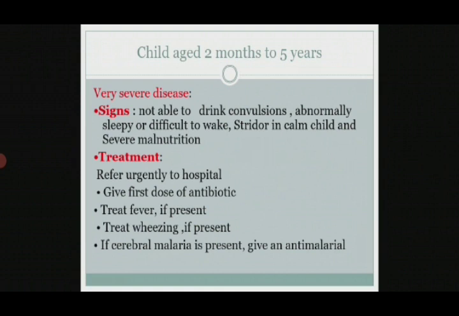What is the treatment? Child should be given first dose of antibiotic and some antipyretics for fever. If child is having some cerebral malaria, anti-malaria drugs are given. Child is referred to higher center urgently for proper management.